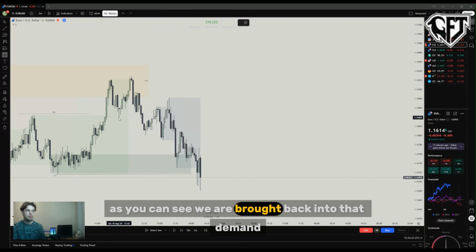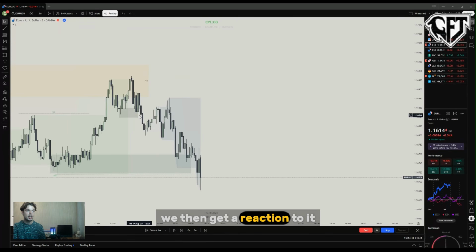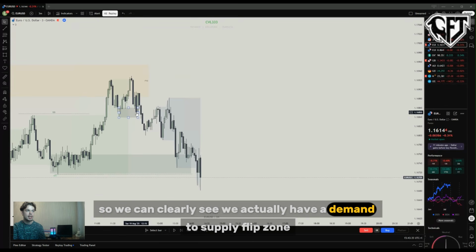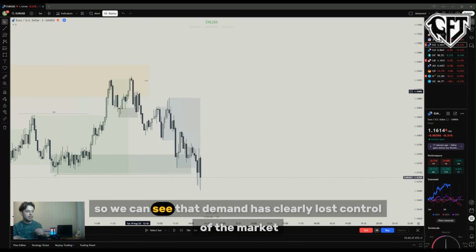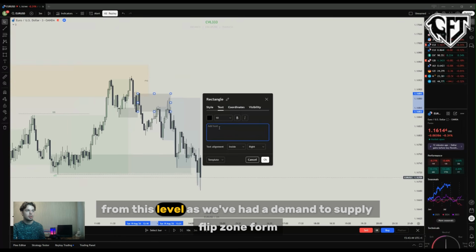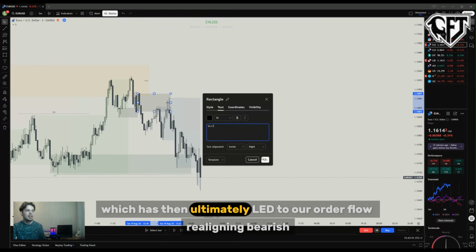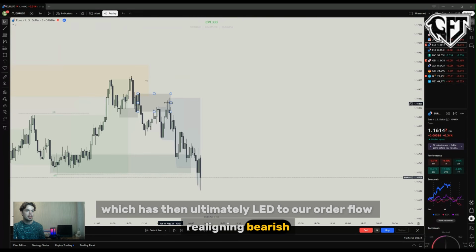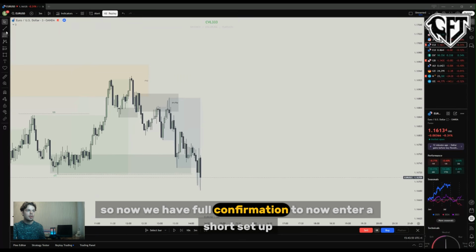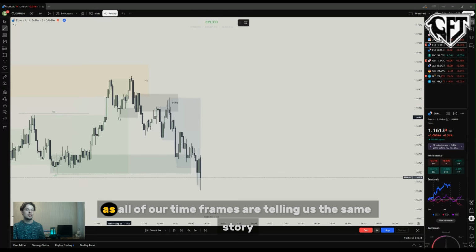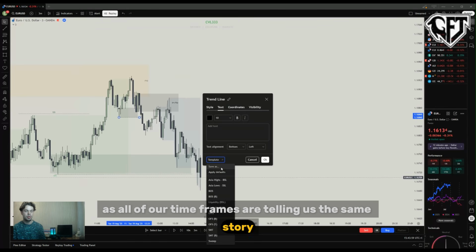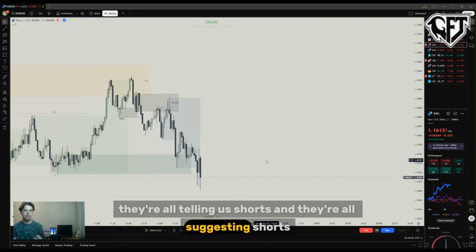Now, as you can see, we are brought back into that demand. We then get a reaction to it, but then we flip it into a supply zone. So we can clearly see we actually have a demand to supply flip zone. So we can see that demand has clearly lost control of the market from this level, as we've had a demand to supply flip zone form, and that has ultimately led to the demand failing, which has then ultimately led to our order flow realigning bearish. So now we have full confirmation to enter a short setup, as all of our time frames are telling us the same story. They're all suggesting shorts.